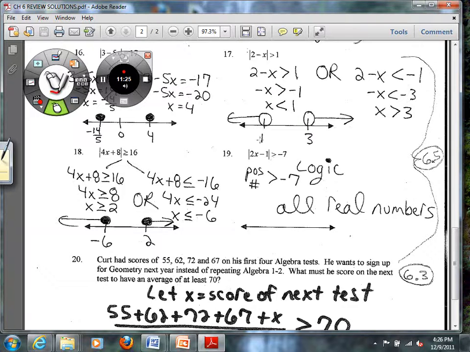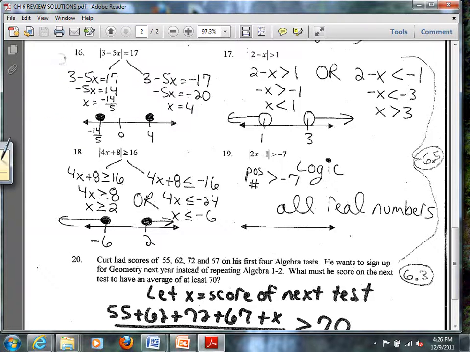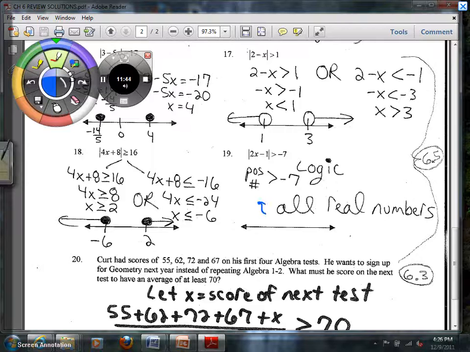This is the shortcut. The absolute value of 2x minus 1 is greater than a negative 7. That's always going to be true because the left side's positive. A positive number is always bigger than a negative number. So all real numbers. If we were doing a nice job on this, the graph is the whole number line like this. You show it like all reals and you shade them all in.